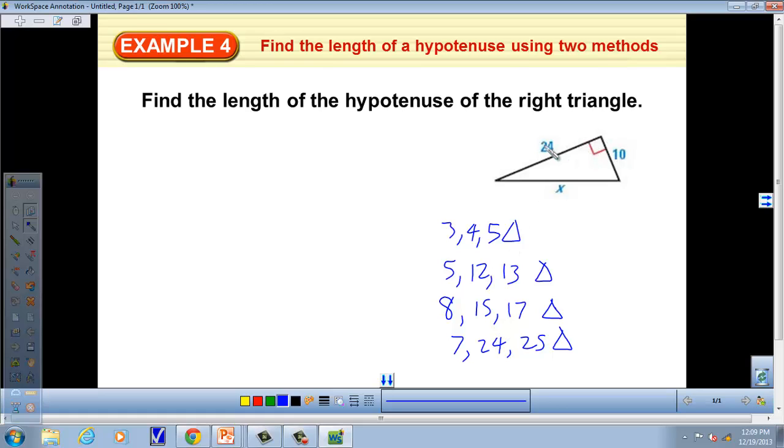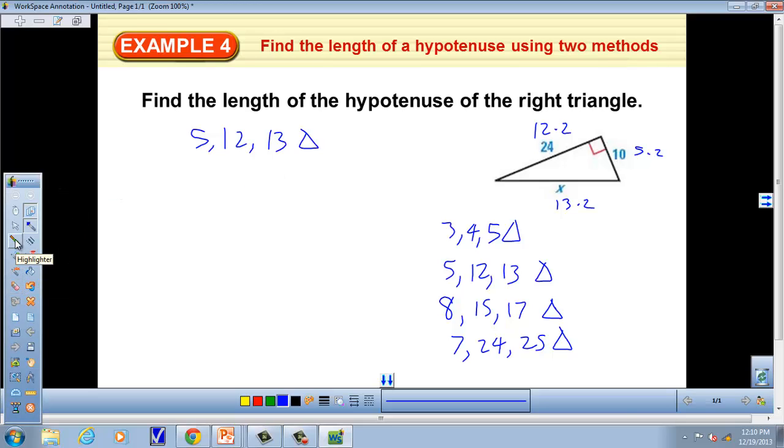So if we look at this, 24 and 10, well, this looks like 5 times 2. And if that's 5 times 2, then this is 12 times 2. Then this has to be 13 times 2. So the short way of doing this would be to say that it's a 5, 12, 13 triangle. And again, you just have to look for that pattern, because I see a 5, I see a 12, and I see a 13. Therefore, we'd be able to say that x is equal to 13 times 2, or 26.